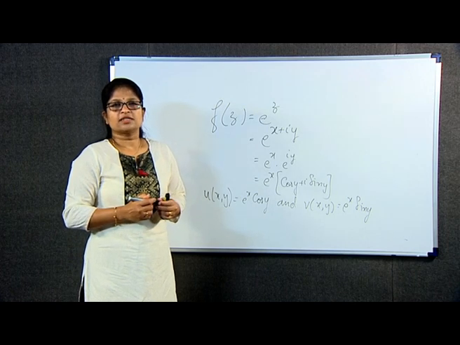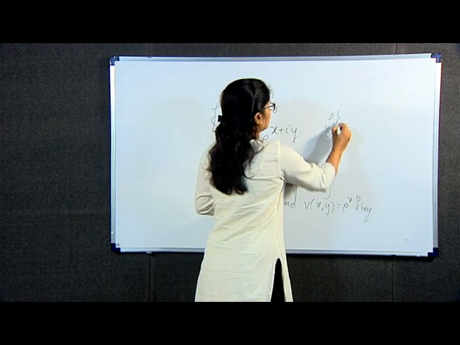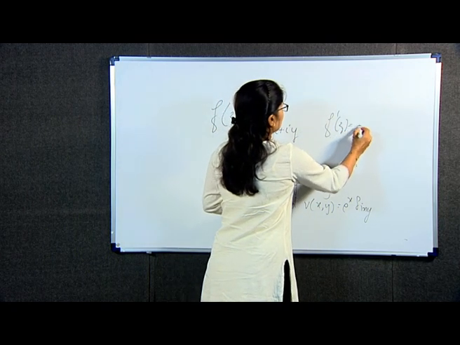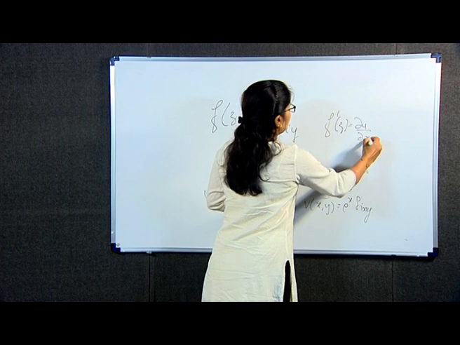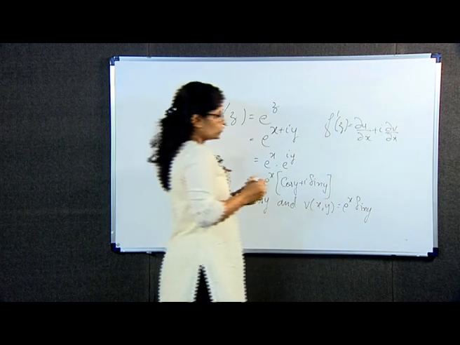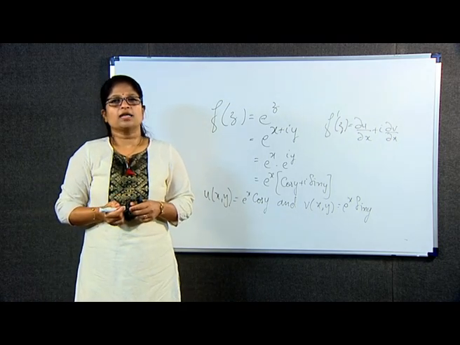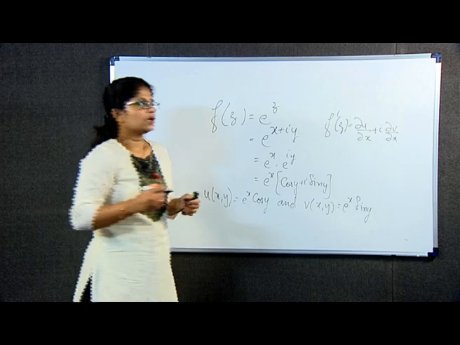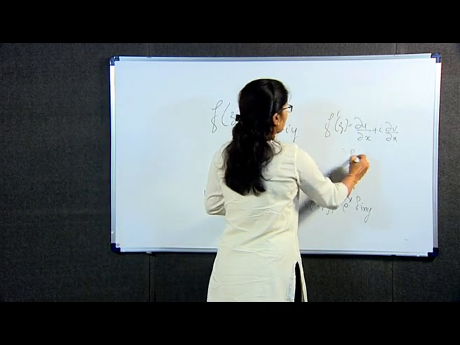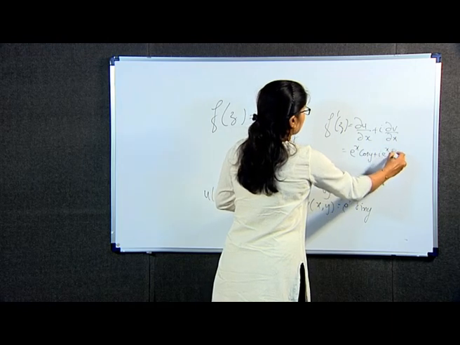Now, what is your f dash z? Your f dash z is ∂u/∂x plus i into ∂v/∂x. So, what are you getting? You are getting e^x again, cos y plus i sin y. So, you get e^x cos y plus i e^x sin y.